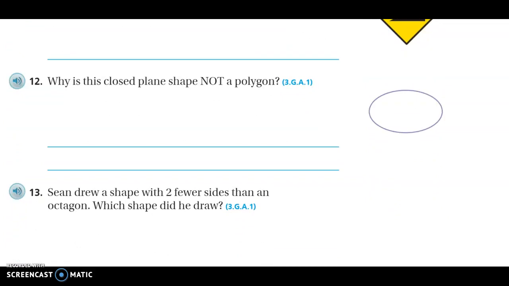Number 12. Why is this closed plane shape not a polygon? Well, one major reason, 2 major reasons. It doesn't have straight sides. It has curved sides, which we know a polygon must not have.